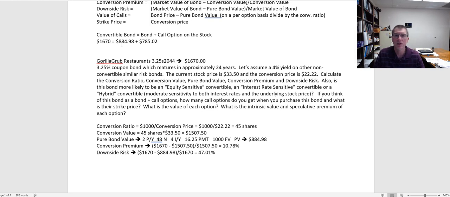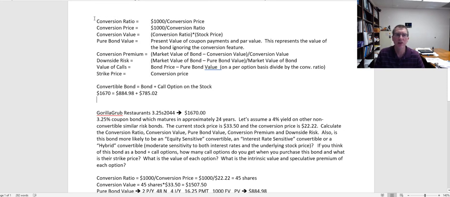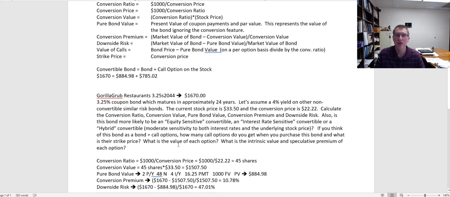So then the next question we have is, how many call options are you actually getting? The number of call options you're getting is based on this conversion ratio. The conversion ratio tells us how many shares of stock we can convert this bond into. So each bond basically is giving you the right, but not the obligation, to buy whatever this conversion ratio number of shares is, for the strike price or that conversion price. So the number of options in this case is 45.